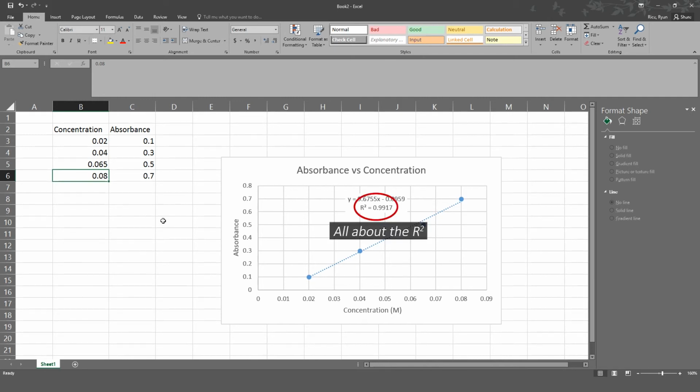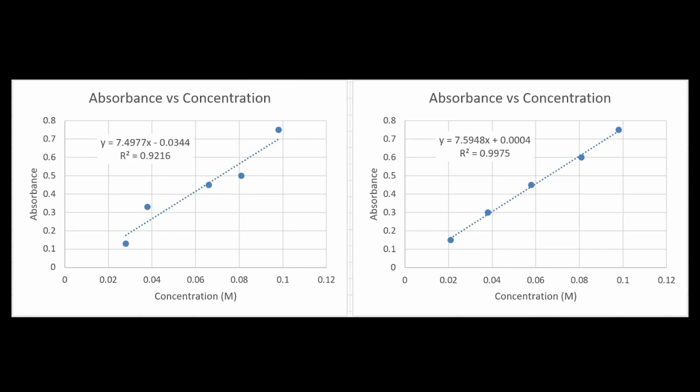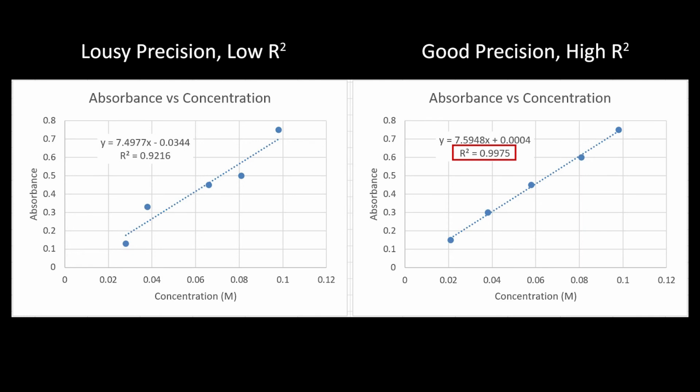The closer they lie to the best fit line, the closer R-squared will be to 1. You can see what I mean if you compare the graph on the left with the one on the right. The data points on the left graph deviate greatly from the line, and so this graph's R-square value, 0.9216, is kinda bad. The data points on the right graph, however, are close to the line, and so the right one has a pretty good R-square value of 0.9975.